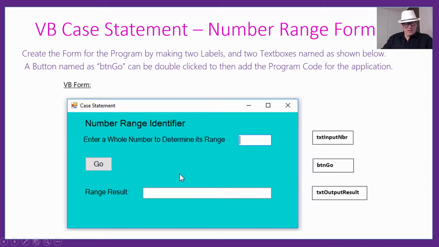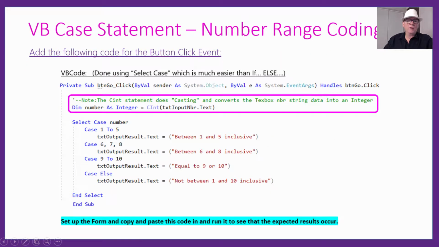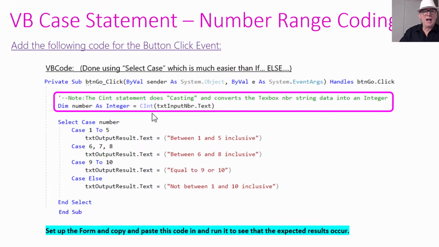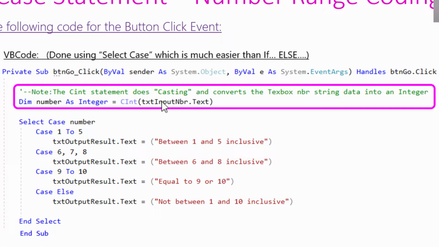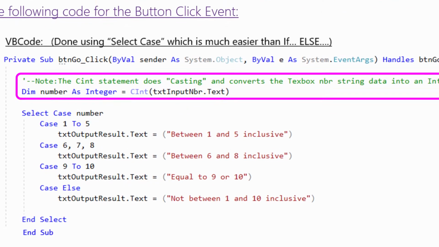And once you've designed the form, then you double click on the Go button and that takes you into the program code for the application. All right. And this is the sort of code we need to enter in. So from our previous lesson when we were adding 2 numbers together, we talked about casting and how you have to convert what's in your text box on the form, like the txtInputNumber value, into something numeric that the program can actually process.